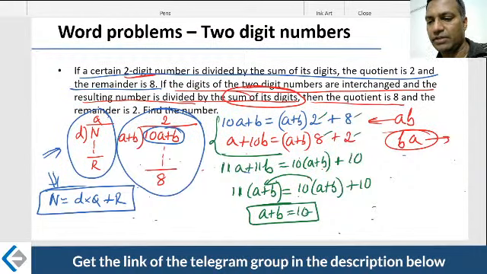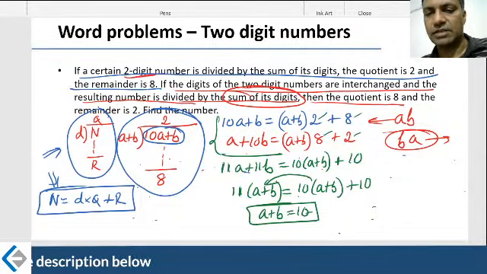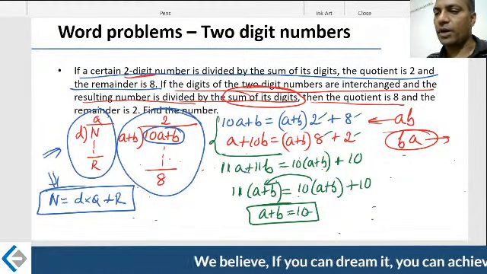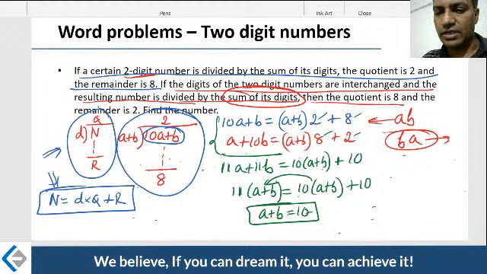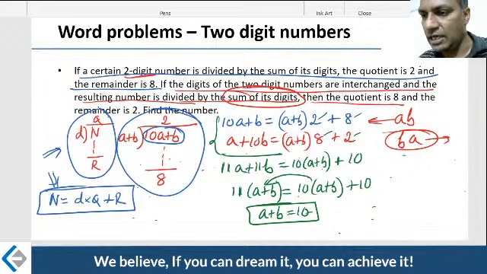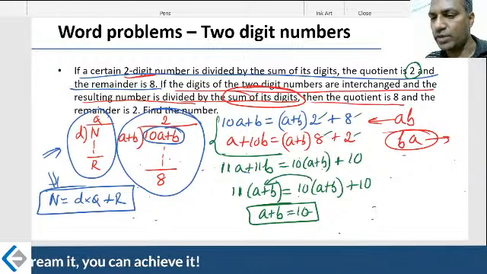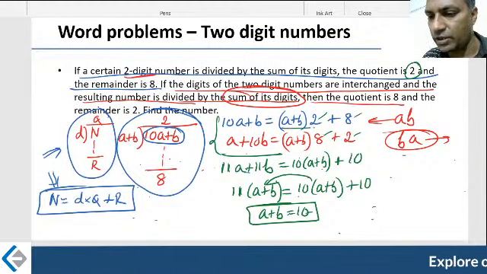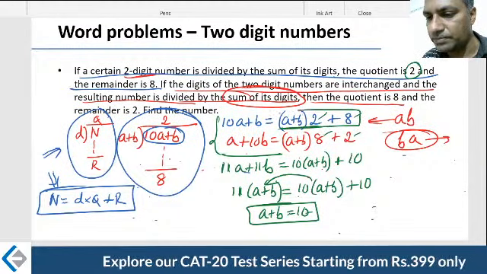So once the sum of the digits becomes 10, now what is the number that you are talking about? Go to the first one: a certain two-digit number divided by the sum of its digits. Sum of the digits is nothing but 10. The quotient is 2. Quotient is 2 means what, guys? 10 times 2 is 20. A plus B value is known. This is the number.